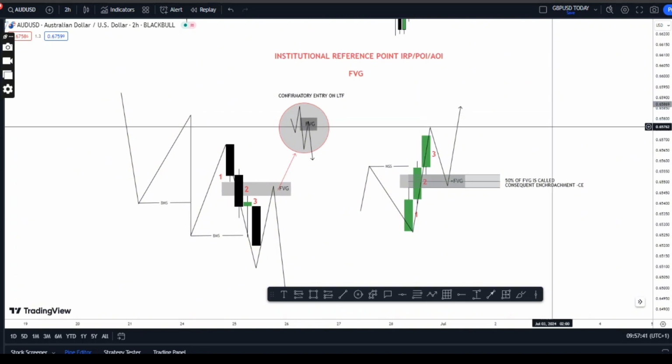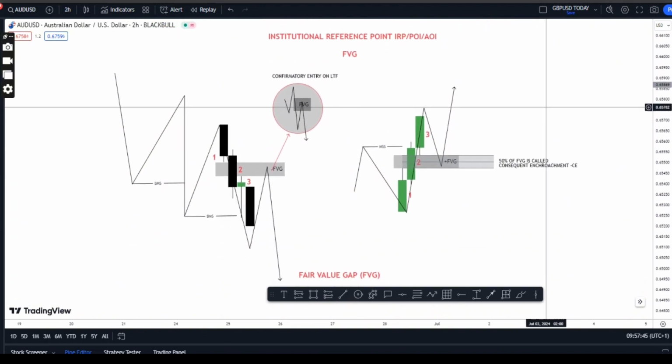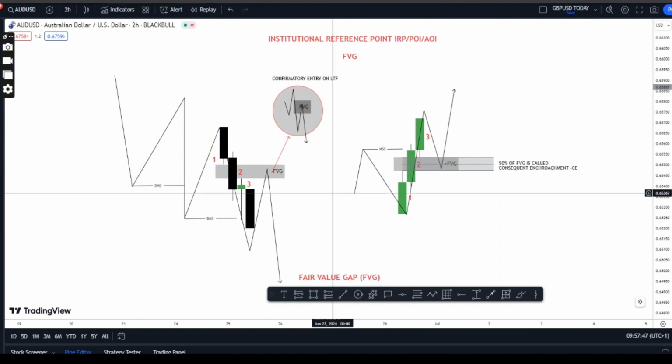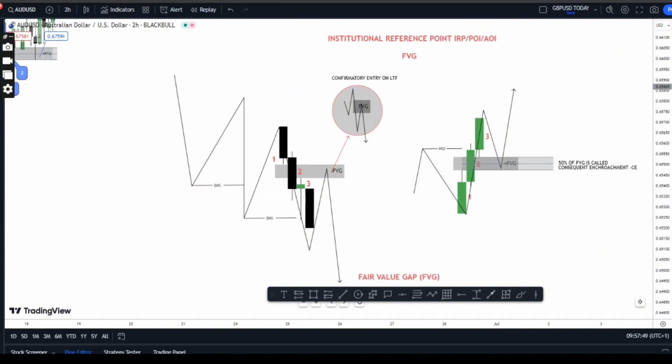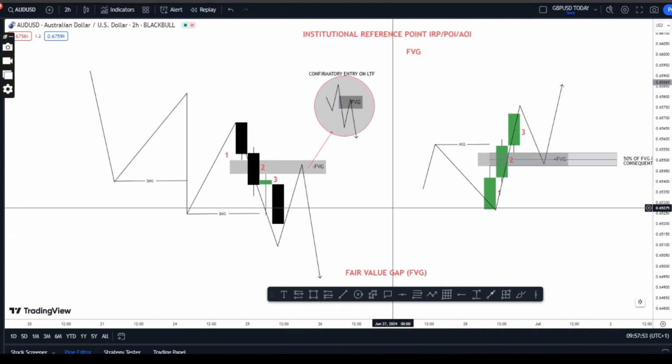Now let's get down to the chart and let's understand this particular reference point. Okay, so quickly, this is just the idea behind the formation of fair value gap. This is the psychology behind fair value gap formation.